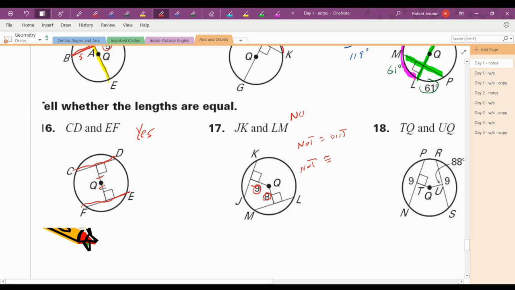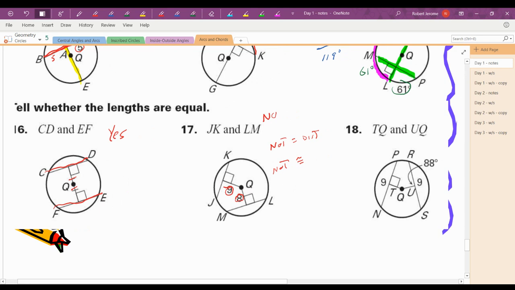And in number 18, notice that the angles are not congruent. One of them is measured perpendicular, the other one is 88 degrees. We have to have equal distance measured perpendicularly. So that's also a no.